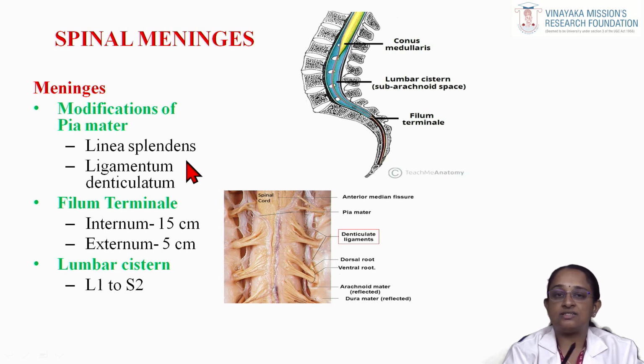Linea splendens is a white glistening structure extending throughout the spinal cord, starting from the cervical vertebra C1 down to L1. It is present inside the anterior median fissure. That anterior median fissure we will learn in detail later. In the same way, ligamentum denticulatum we will study while studying the surface of the spinal cord.